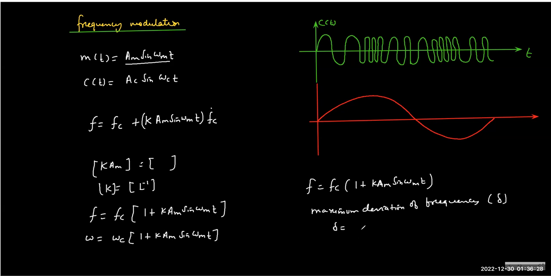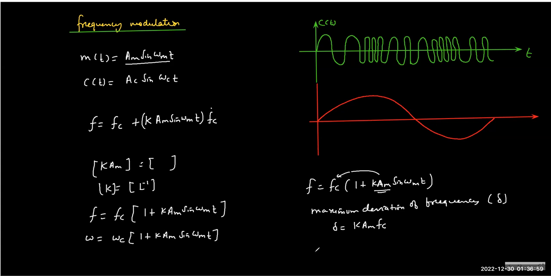So what is the maximum deviation of frequency which we can create apart from FC? So tell me that this is KAM into FC, delta. This into FC is the maximum variation you can get away from the actual frequency of the carrier wave. Isn't it? So these are like some terminology which they use. I mean, you cannot change it.